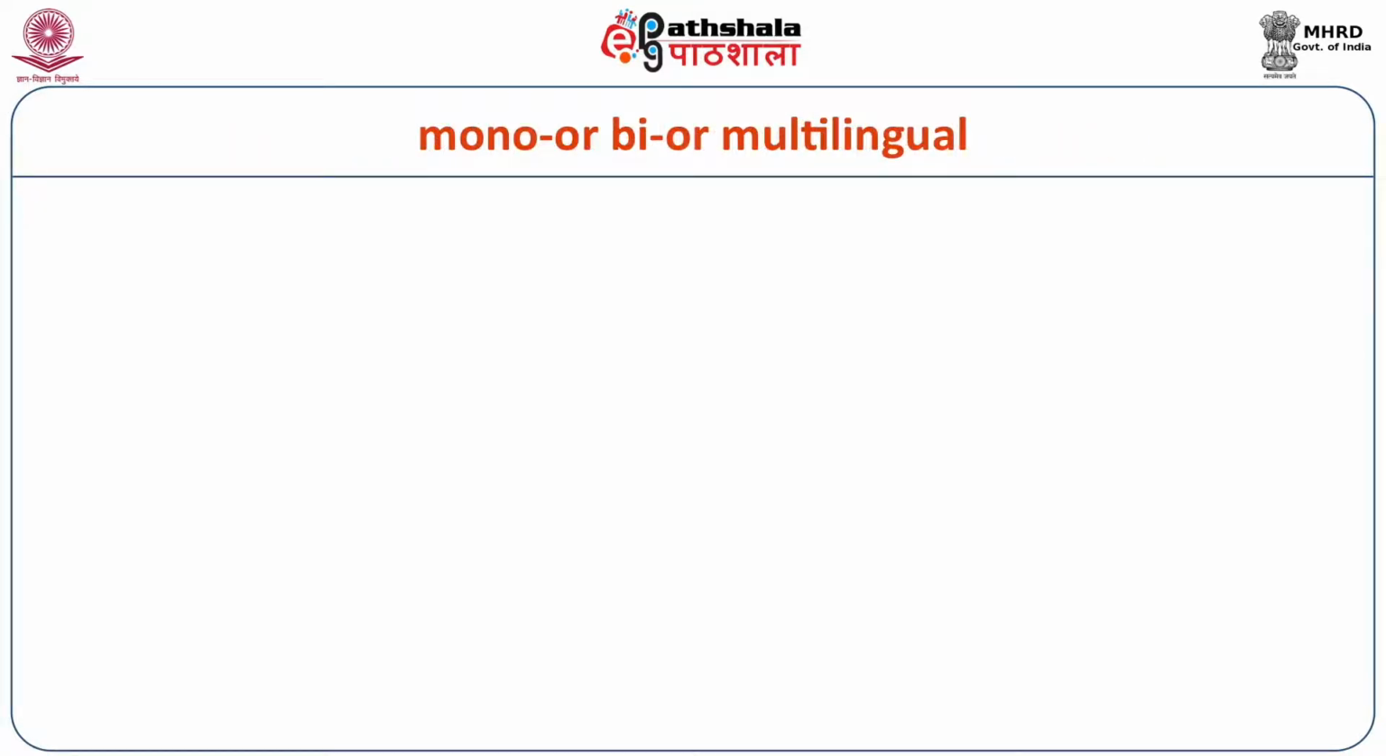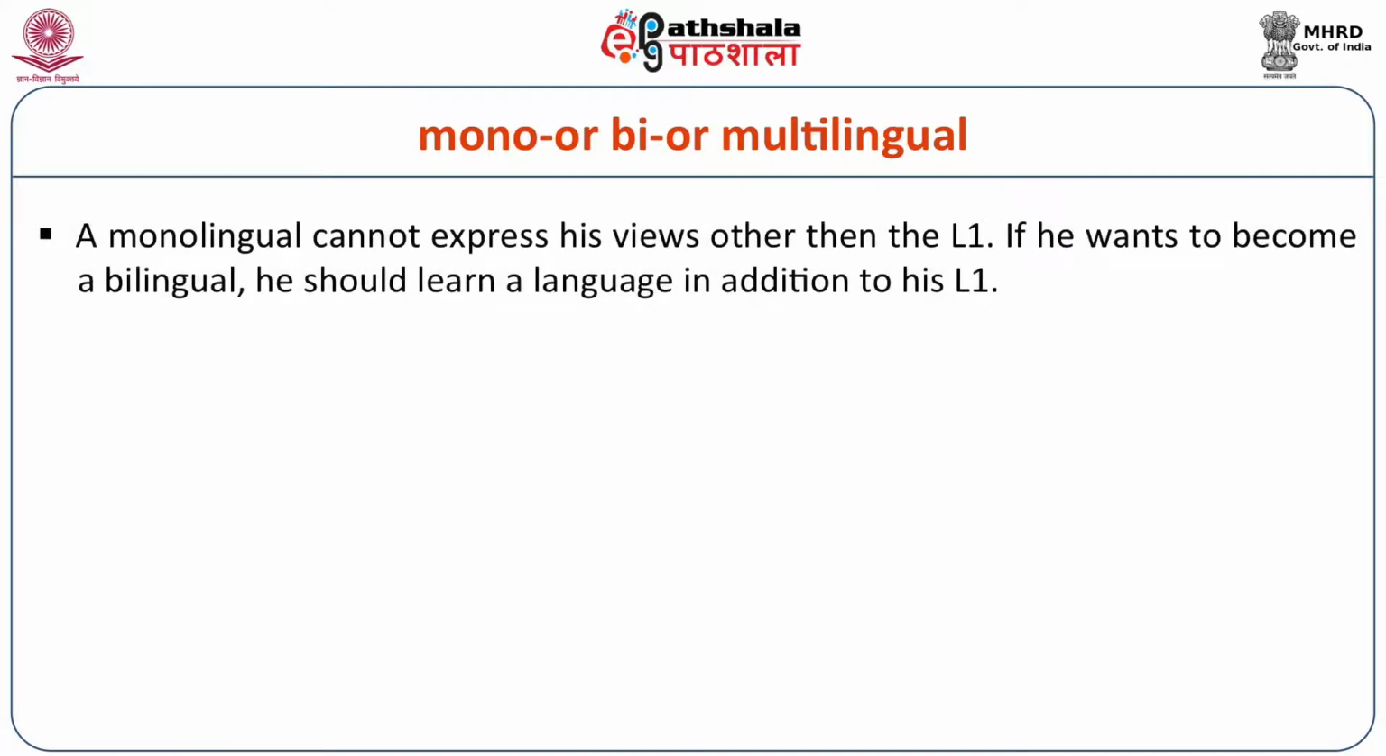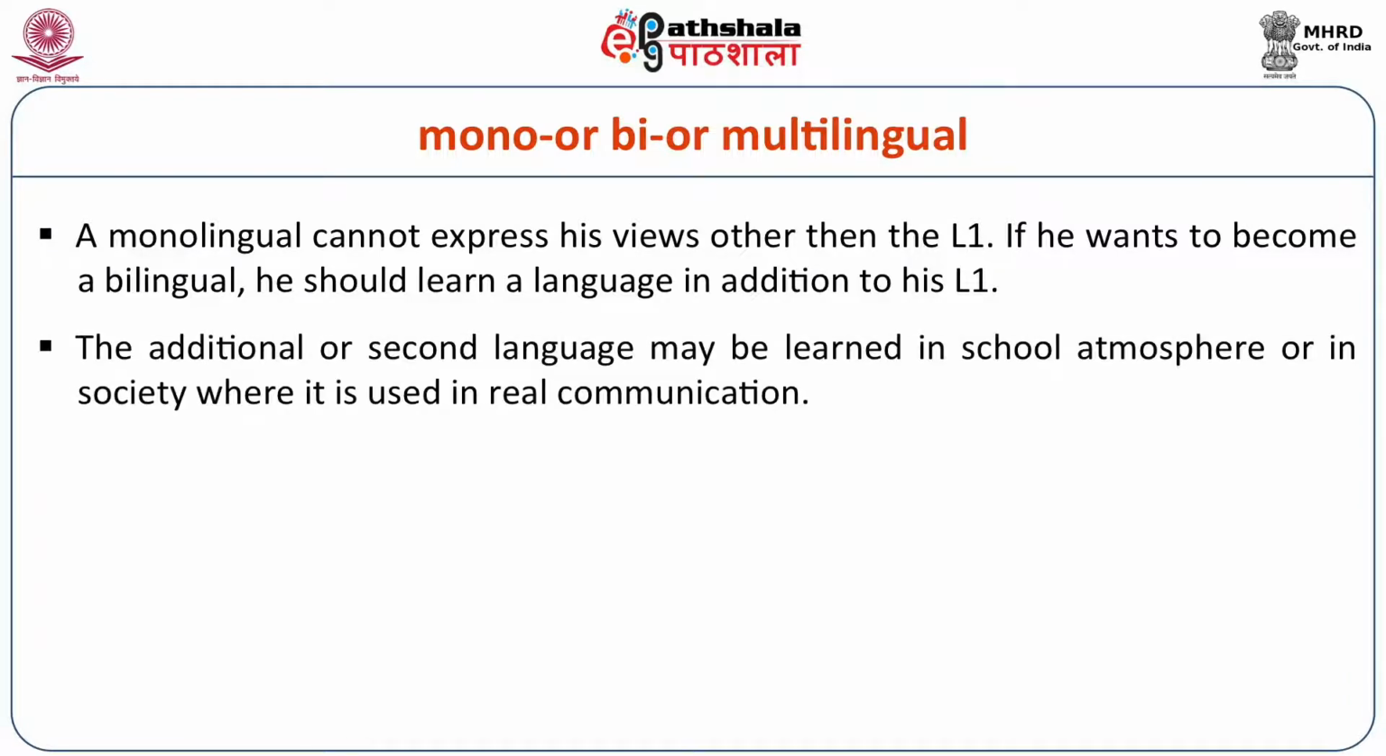Now, while speaking, there is one more factor that affects it, that is whether the speaker is monolingual, bilingual, or multilingual. The quality of his speech and his use of words are affected by all these things. A monolingual cannot express his views other than in L1. If he wants to become a bilingual, he should learn a language in addition to his L1. The additional or second language may be learnt in a school atmosphere or in a society where it is used in real communication.